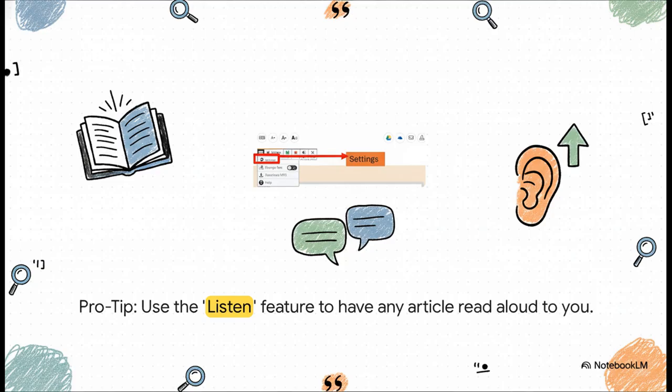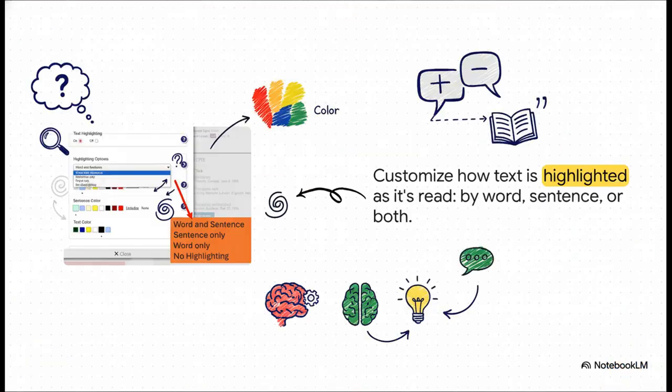Now, for a real pro tip, you see that little listen button? That is a text-to-speech feature that will read any article out loud to you. This is an absolute game changer if you're an auditory learner or, hey, if you just want to multitask. And it gets even better. You can actually customize the whole listening experience. You can choose to have it highlight the text by word, by sentence, or even both at the same time. It's fantastic for keeping you focused and helping you absorb the information.